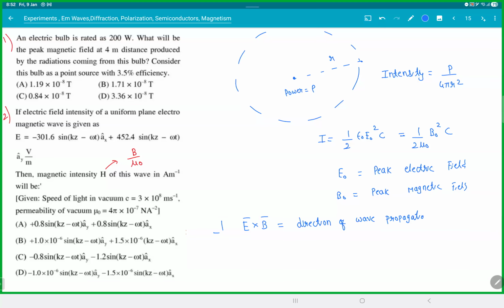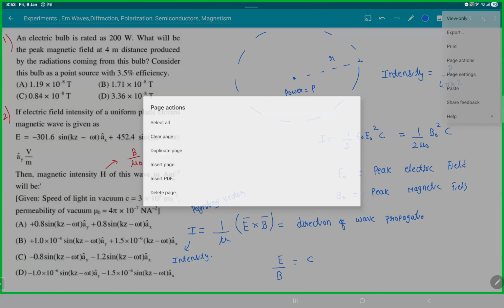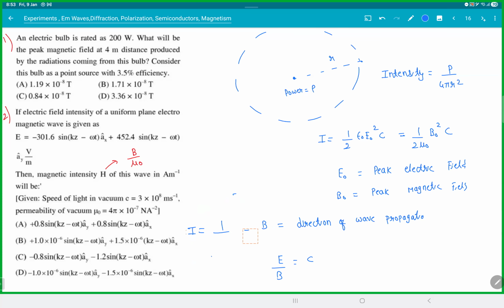And there's also a name for this. If you put 1 by mu naught into E cross B, this is also called the Poynting vector, which is actually nothing but intensity. And we also know the electric field by magnetic field must be equal to the speed of light. So using these two, you can figure it out. The first part you can do now. I will leave it to you. You can just substitute the values there and you will get the answer.